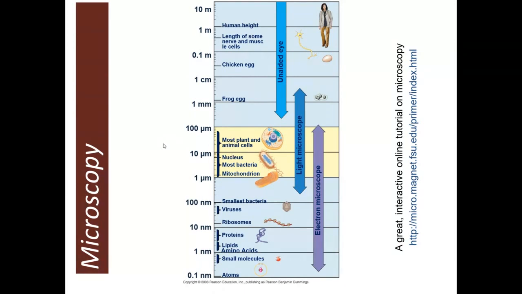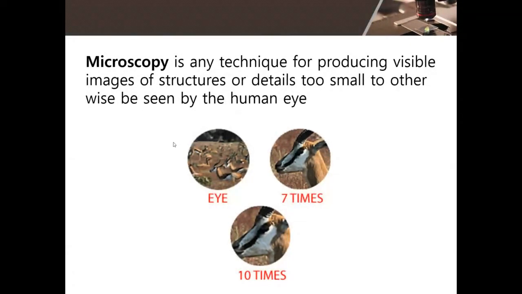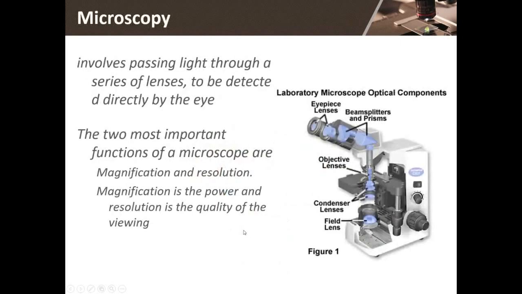Okay, so microscopes help us to view things we can't see with our naked eye. All right. So microscopy is a technique that we use for helping us see these small things. So maybe with our eye, we could see a field of gazelles or whatever these are. We could magnify it 7 times and kind of see their face, and then we can magnify even more and maybe see a little bit more, okay?